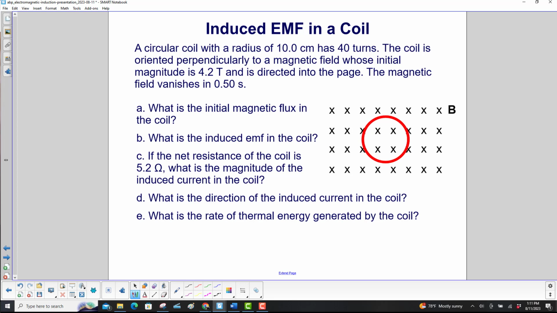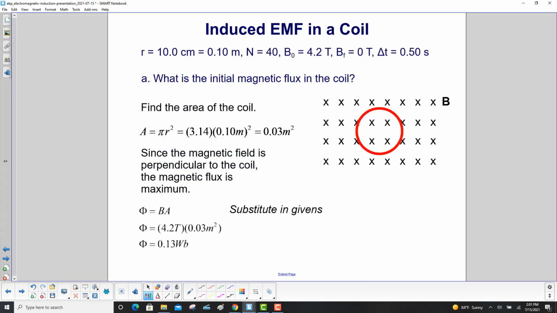A. What is the initial magnetic flux in the coil? B. What is the induced EMF in the coil? C. If the net resistance of the coil is 5.2 ohms, what is the magnitude of the induced current in the coil? D. What is the direction of the induced current in the coil? And E. What is the rate of thermal energy generated by the coil?